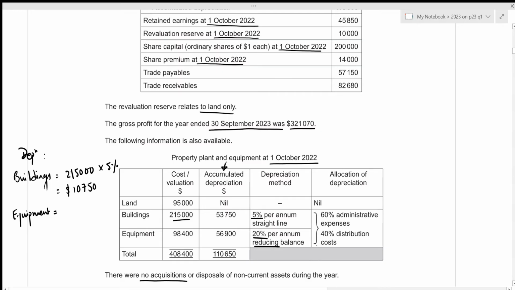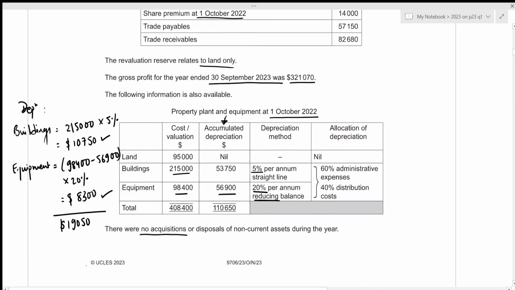So since this is reducing balance, we first need to calculate our net book value, which is cost of 98,400 minus the accumulated depreciation of 56,900. And on this value, we need to apply the rate of 20%. This will give the depreciation on equipment to be 8,300. Let's calculate the total. That will be 10,750 plus 8,300, which results in 19,050.